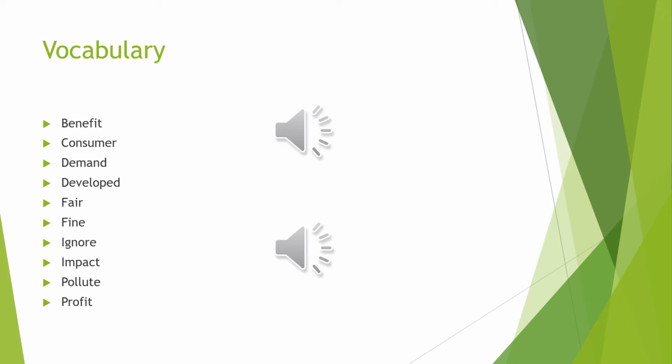Impact. The effect that a person has on someone or something. Okay, we'll look at fair. So treating everybody in the same way. And lastly, we'll look at pollute. Pollute means to make water, air, soil dirty or harmful.